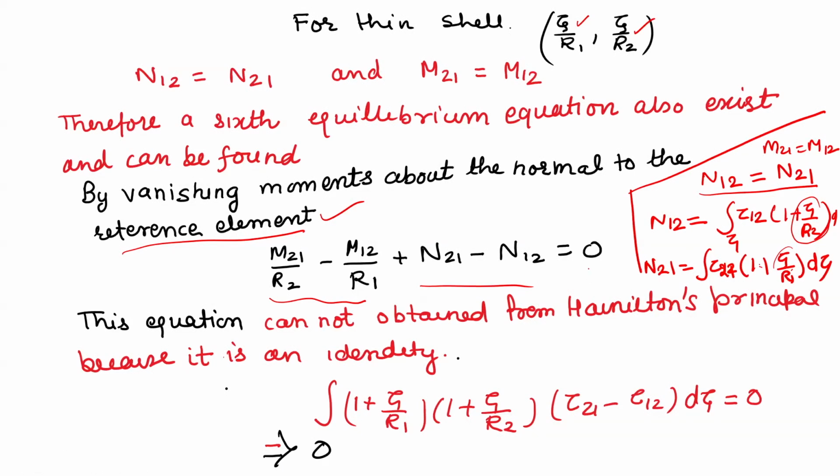In this equation, first of all I would like to say that this is the sixth equation and it cannot be obtained from the Hamilton principle, because it is an identity. If we say this concept, N21 minus N12, if you want to write in that form, that is going to be 0.